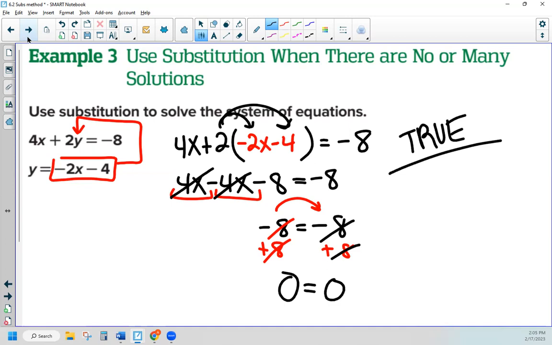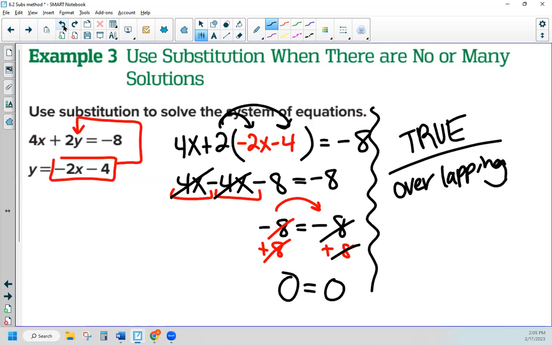What does this mean? Well, a true statement stands for overlapping lines. My spelling there was atrocious. Overlapping. All right, so the lines are overlapping. What that means is that they have an infinite amount of solutions. Infinite solutions. And we call that consistent dependent.